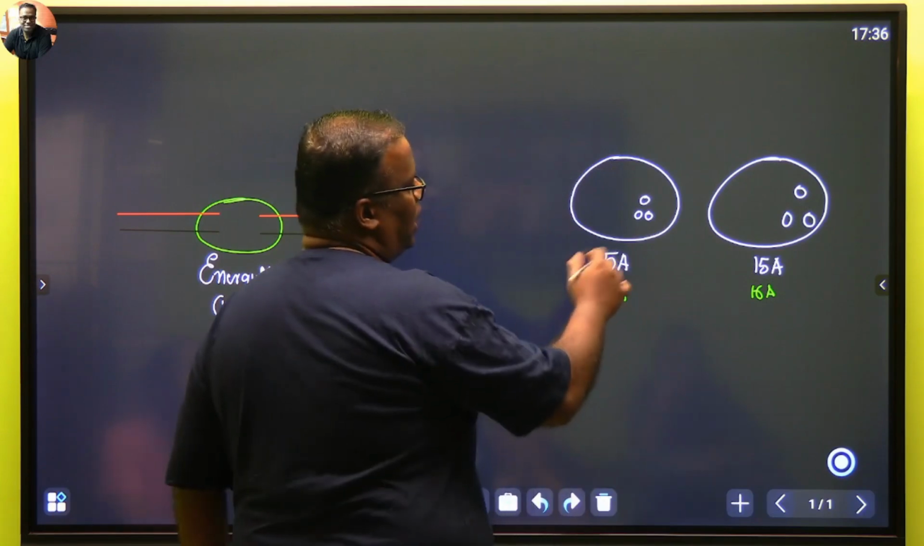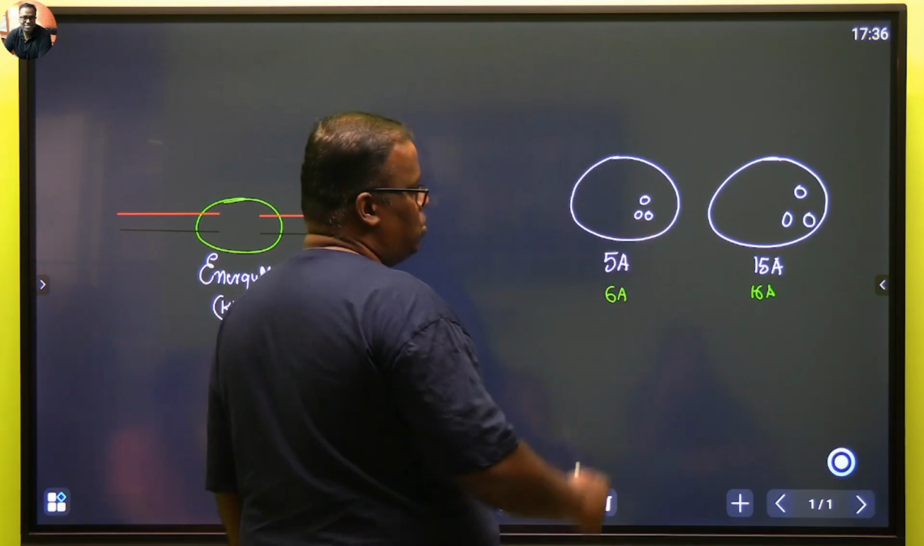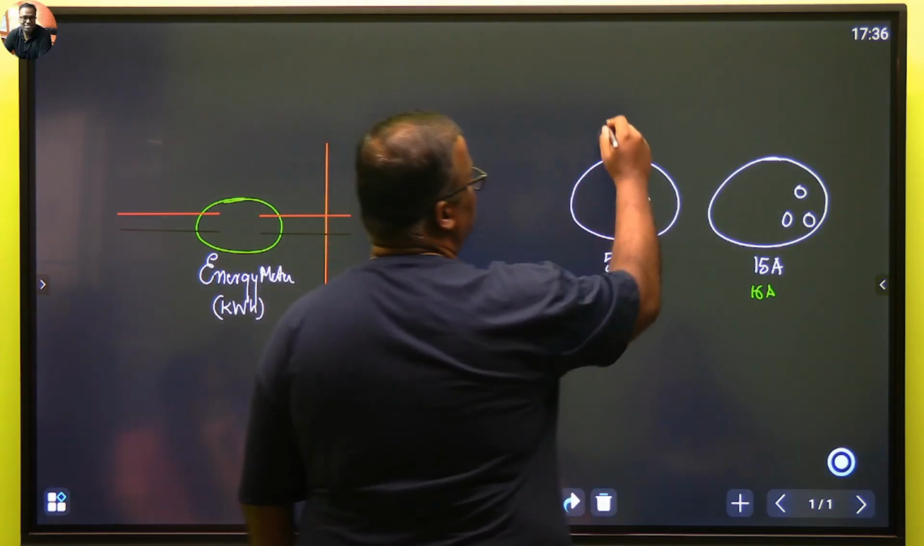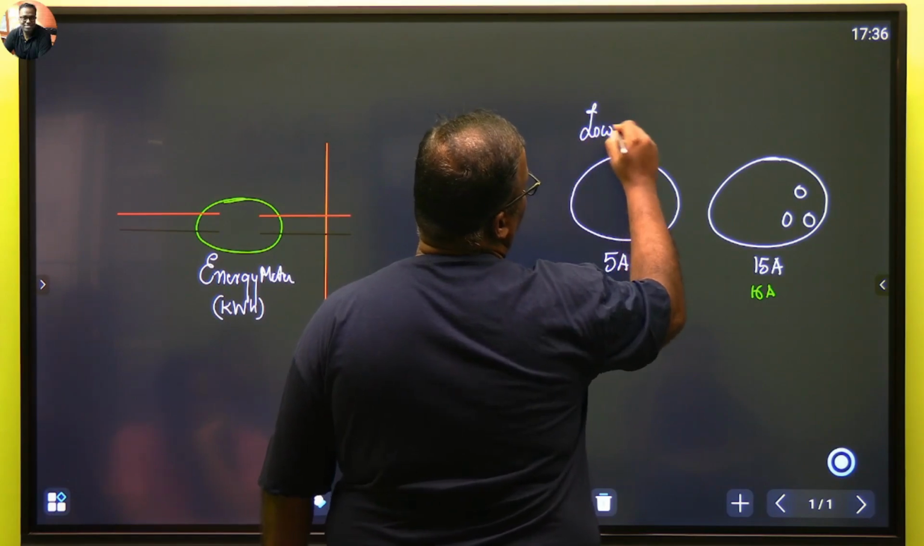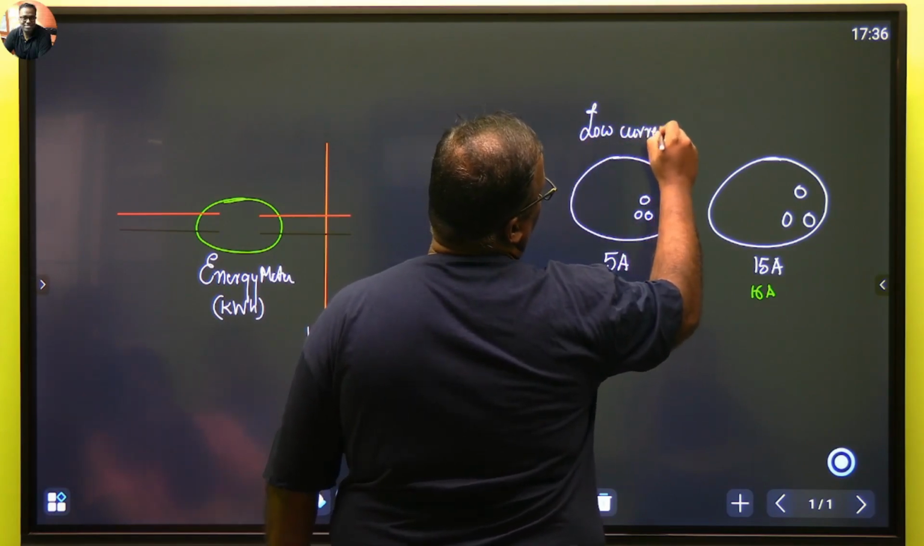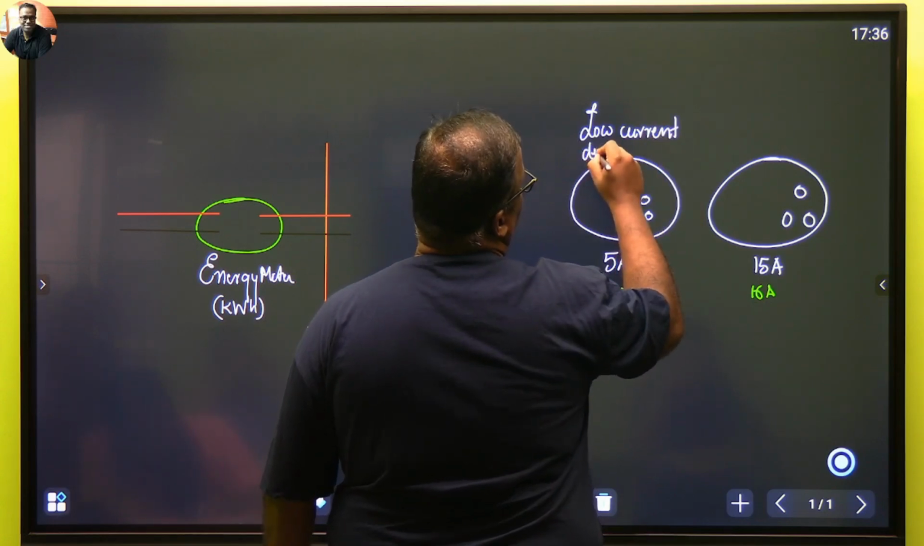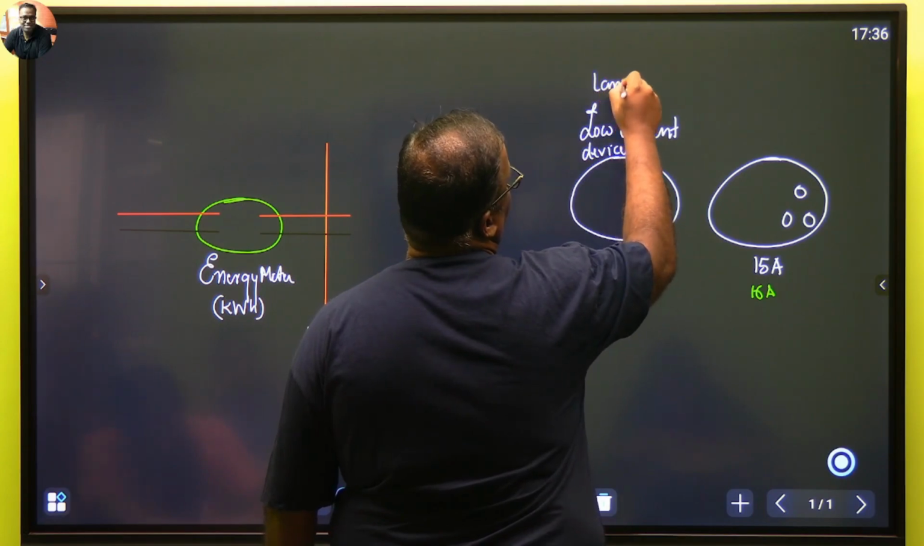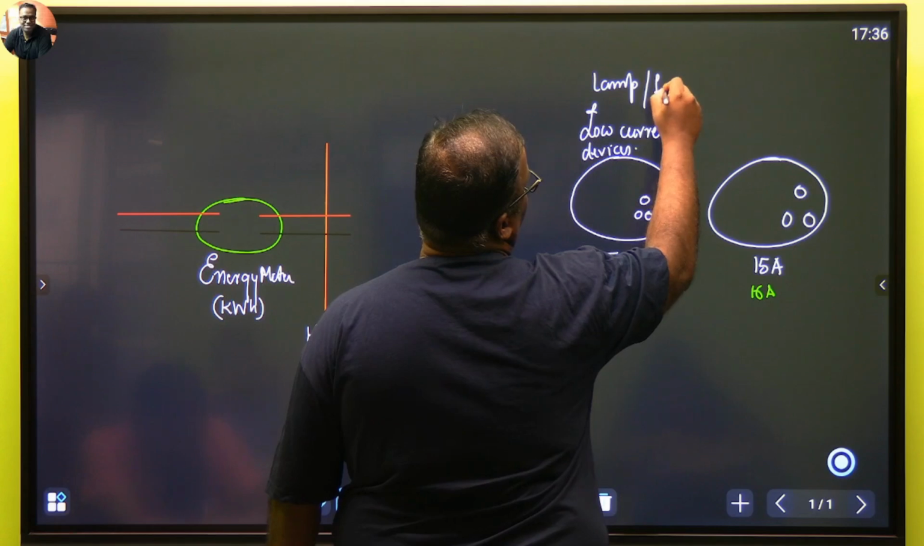So these are the 2 categories. This is what CBSE tells you. So I would rather say that my 5 ampere caters to all low current devices. Low current devices. Sir, can you give us some example of low current devices? Lamp, fan, right?